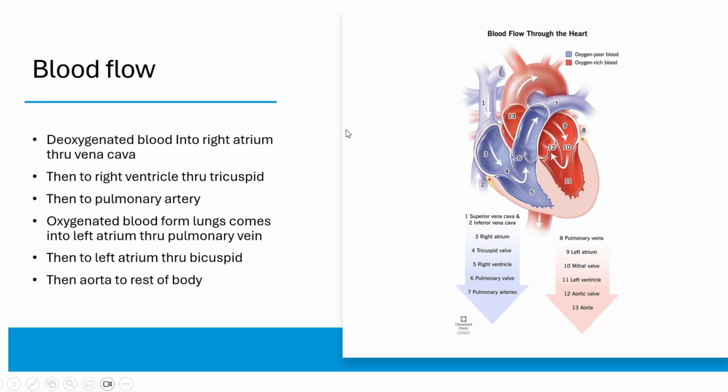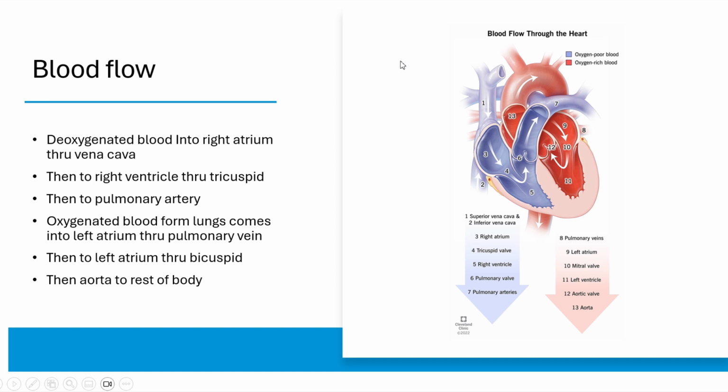Let's talk about the blood flow. So you need to know where the blood is moving, if you want to become a specialist in the game. So first of all, it helps to understand where it's moving from. First of all, deoxygenated blood comes into the right atrium through the vena cava. Deoxygenated blood has been used up inside the cells. It's going to come all the way back from the body, from your leg, from wherever.